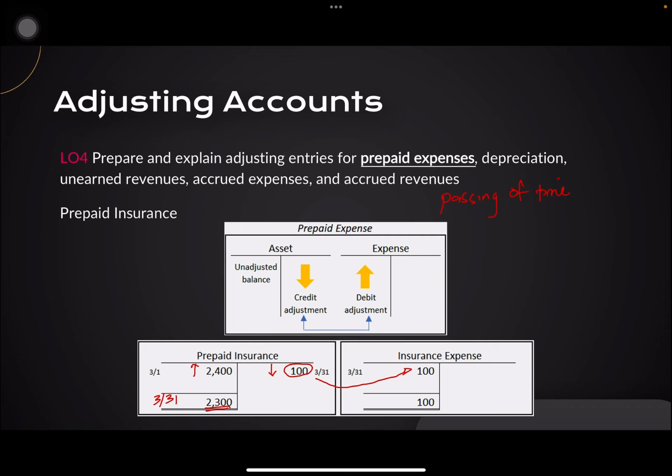So initially, on March 1, it started at $2,400. But as the days go by, let's say on December 31, this will have a smaller dollar amount, because every day that comes, it will be decreasing to 2,399, 2,398, and so on up until it becomes 0. This is an example of your passing of time.